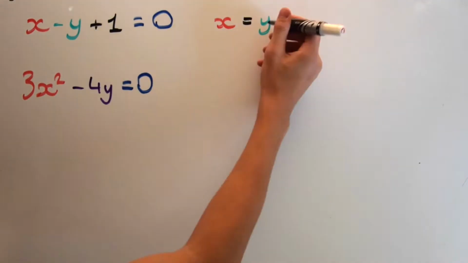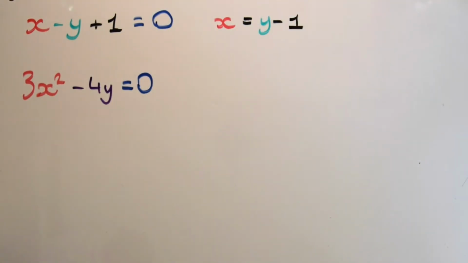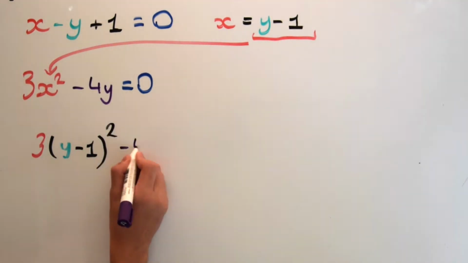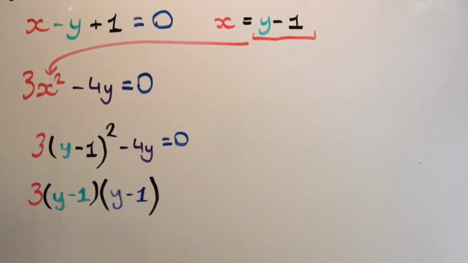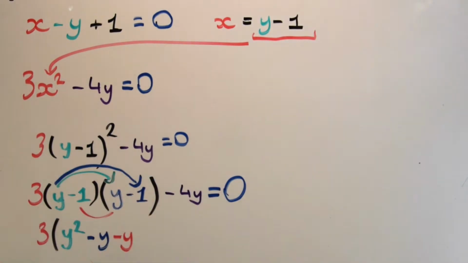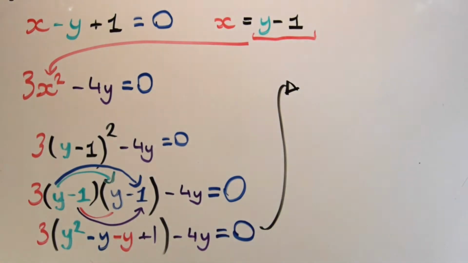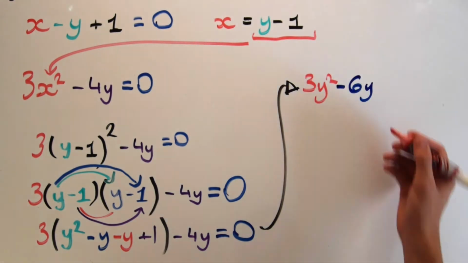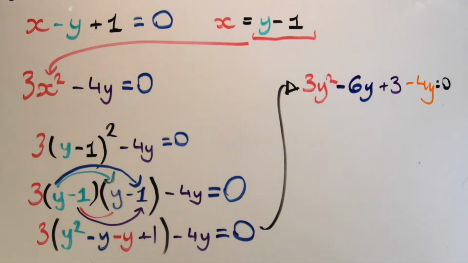To do the substitution method, we must rearrange one of the variables so that we can input it into the other equation. In this case, we will rearrange for x and substitute it into the other equation. Now we must expand the double brackets by using the FOIL method. Finally, we must simplify this quadratic equation so we can find the two possible values for y.